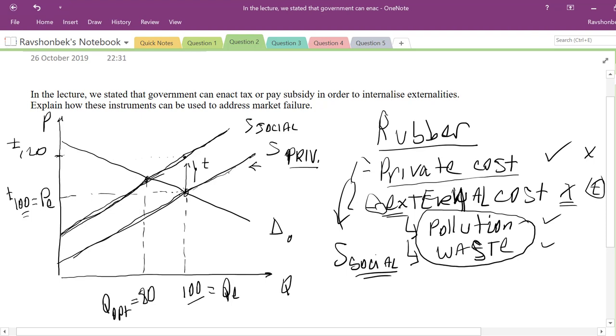Now the governments need to come up with some instruments so that when enacted, the rubber manufacturers will operate along this curve. And we call these instruments taxation instruments, or Pigovian taxes. Pigovian taxes are taxes on producers of goods that have high external costs. Now the Pigovian tax rate should be equal to the external cost of production.